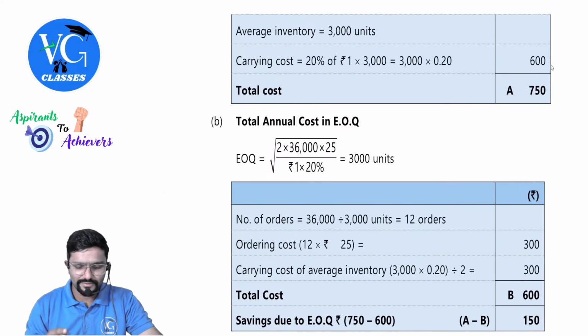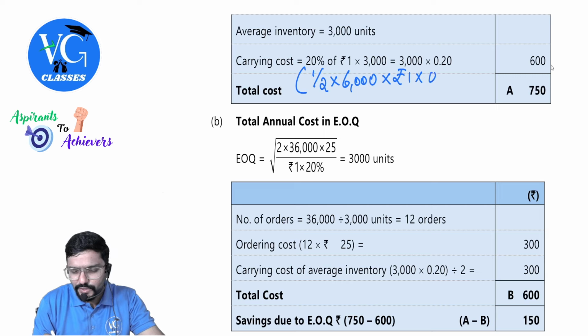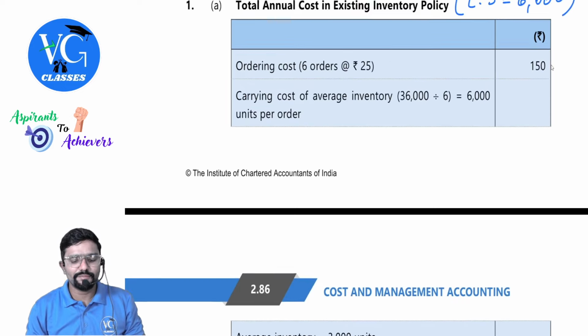Okay. They have done a lot of steps in the calculations. Straight away you take it like this: half into lot size into what is the cost? 1 rupee, right? Into 20%. You will get the same. They have done it step by step.